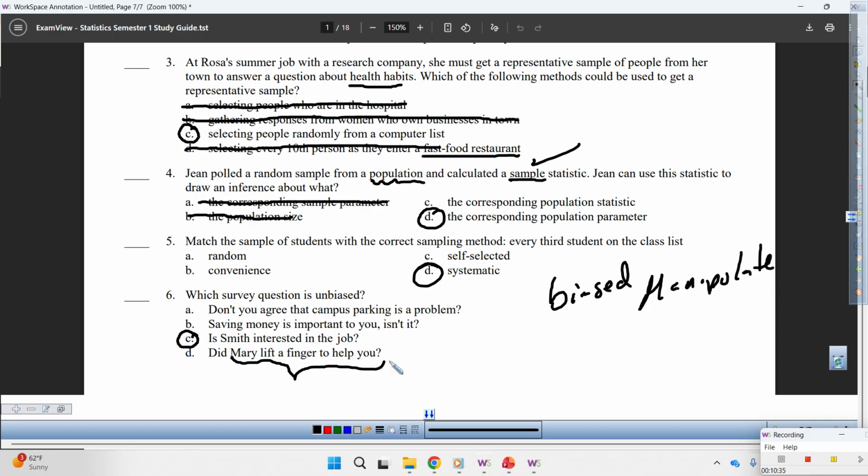Kind of like saying, did LeBron do anything for the NBA? You see what I'm saying? I'm trying to manipulate, make you guys think about something. You know what I'm saying?